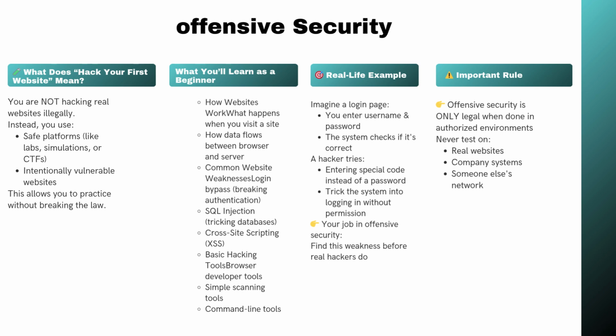Simple example. Imagine a login page. A normal user enters a username and password. The system checks if the details are correct. But a hacker might try something different. Instead of a normal password, they might enter special code to trick the system. If the system is weak, it might allow access without proper authentication. So your job in offensive security is simple. Find these weaknesses before real attackers do.